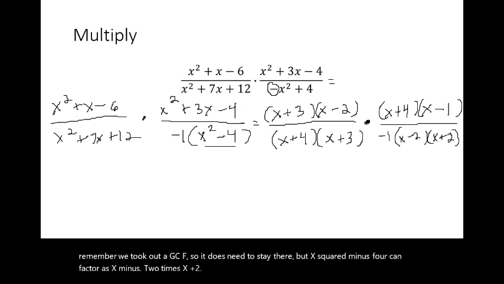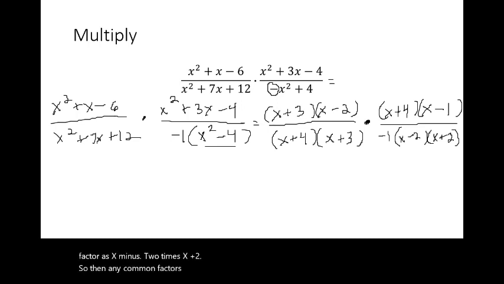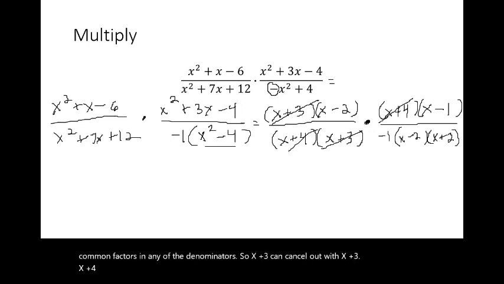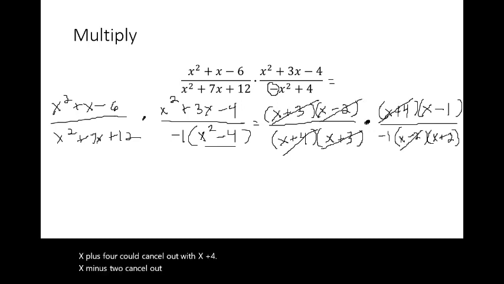So then any common factors with any of the numerators can cancel out with any of the common factors in any of the denominators. So x plus 3 can cancel out with x plus 3. X plus 4 can cancel out with x plus 4. X minus 2 can cancel out with x minus 2. Then from here, remember these all just became 1, 1, 1, 1.